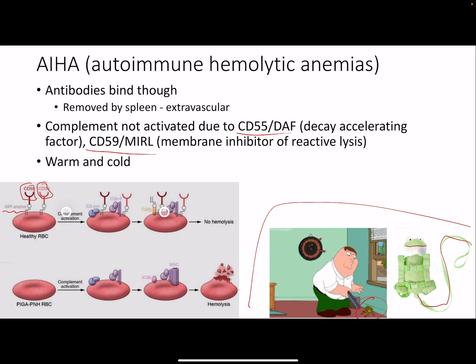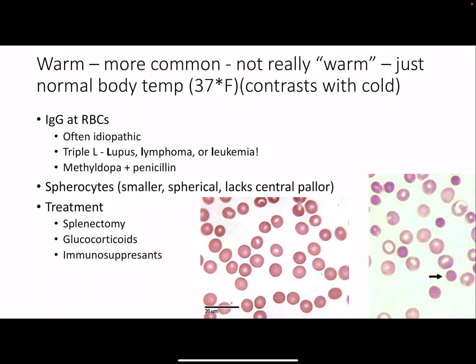So this is the healthy red blood cell and no hemolysis. If you're missing these, then you do have hemolysis, which we'll come back to. But there are two types of autoimmune hemolytic anemias, so-called warm and so-called cold. The warm one's not really warm, but the cold one is cold. The warm one is just warm in comparison to the reference point of the cold one. So it's really just normal body temperature. It's an IgG antibody on the red blood cell. Sometimes it's idiopathic, sometimes it's caused by lupus, lymphoma, or leukemia. Medications like methyldopa and penicillin can precipitate this autoimmune antibody.